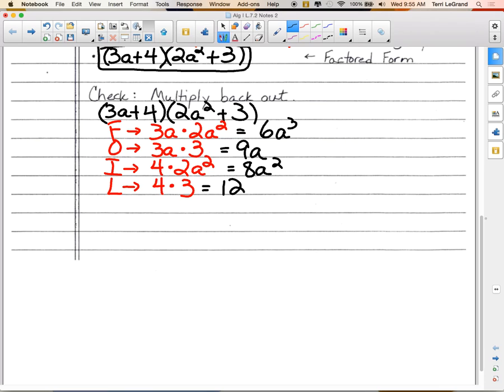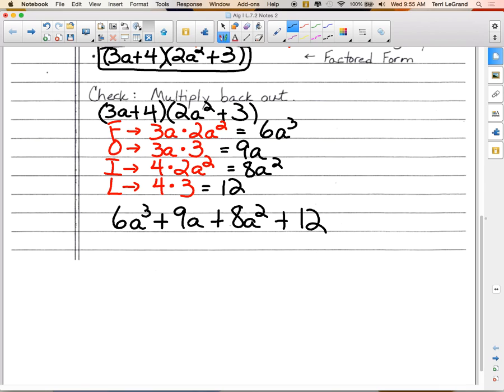We know that after we FOIL, we look for like terms. Do we have any? Or after we do the rectangle, we look for a diagonal or some like terms. Do we have any? No. So we write down, what do we have then? We have 6a cubed plus 9a plus 8a squared plus 12.